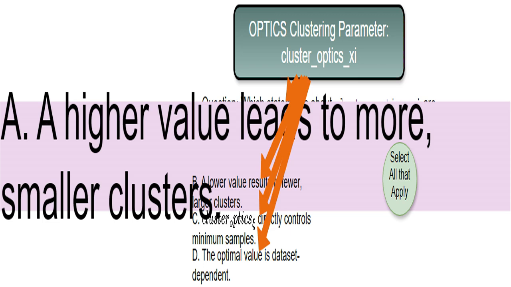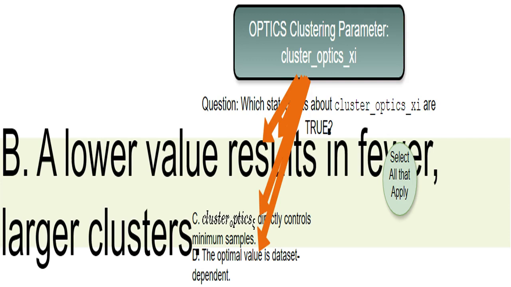This statement is true. Conversely, a low cluster_optics_xi is like a wider net. Points further apart will be considered part of the same cluster, leading to fewer, but larger clusters.